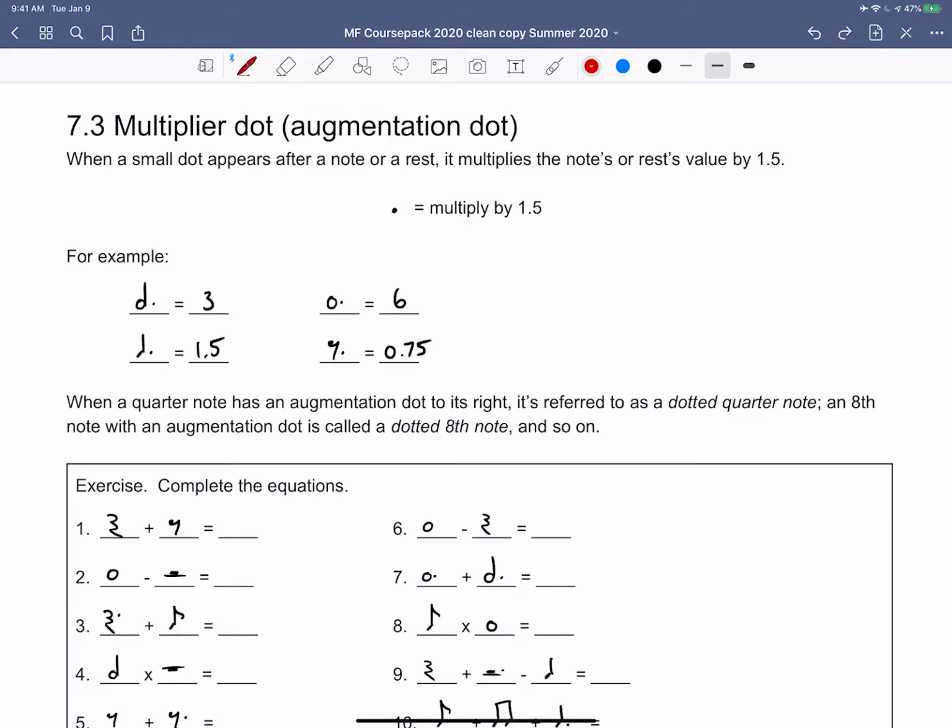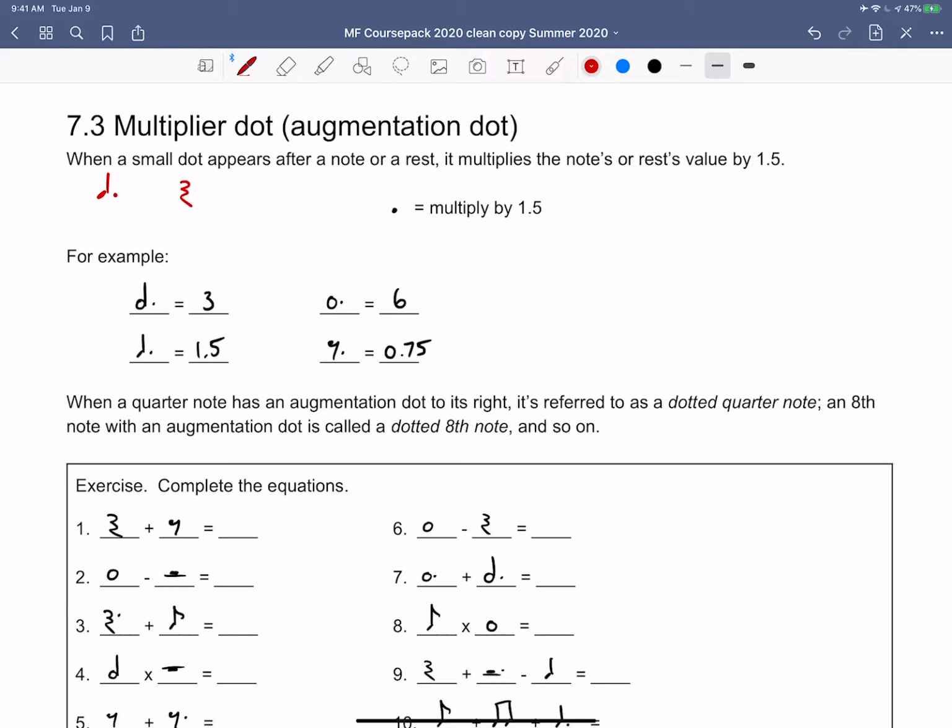Section 7.3, the multiplier dot, also known as the augmentation dot. This is a symbol that you have seen a little bit of in both Snow Goose and Coot, I believe, by this point. And this is a little dot that appears after a note or after a rest. So for instance, if you have a quarter note on its own, it looks like that. And when you have this little dot after it, it'll look like that.